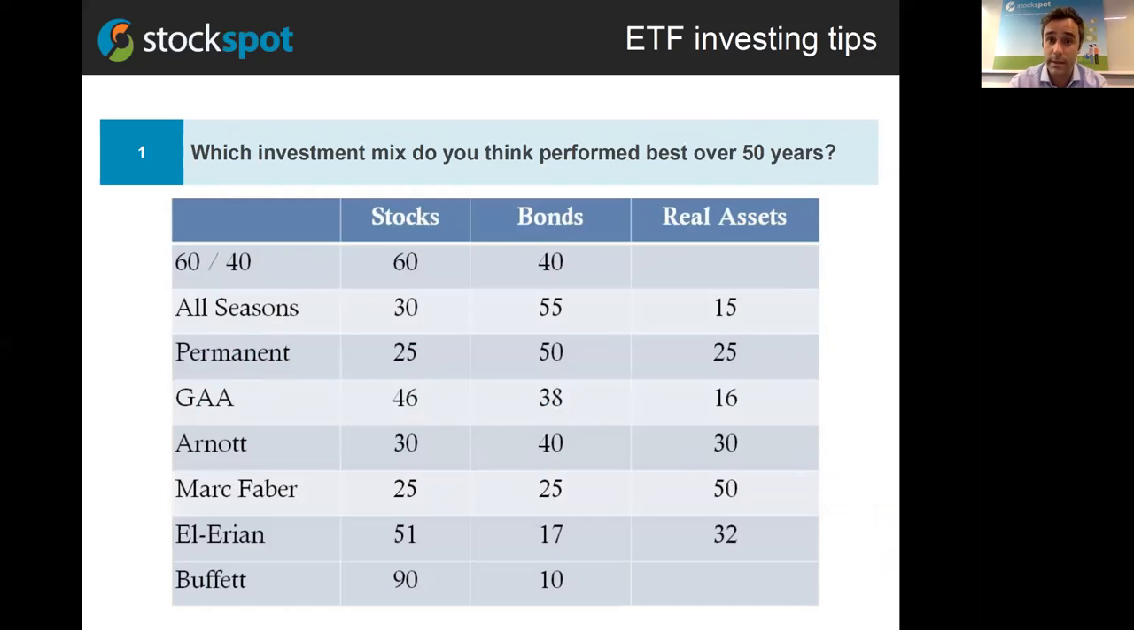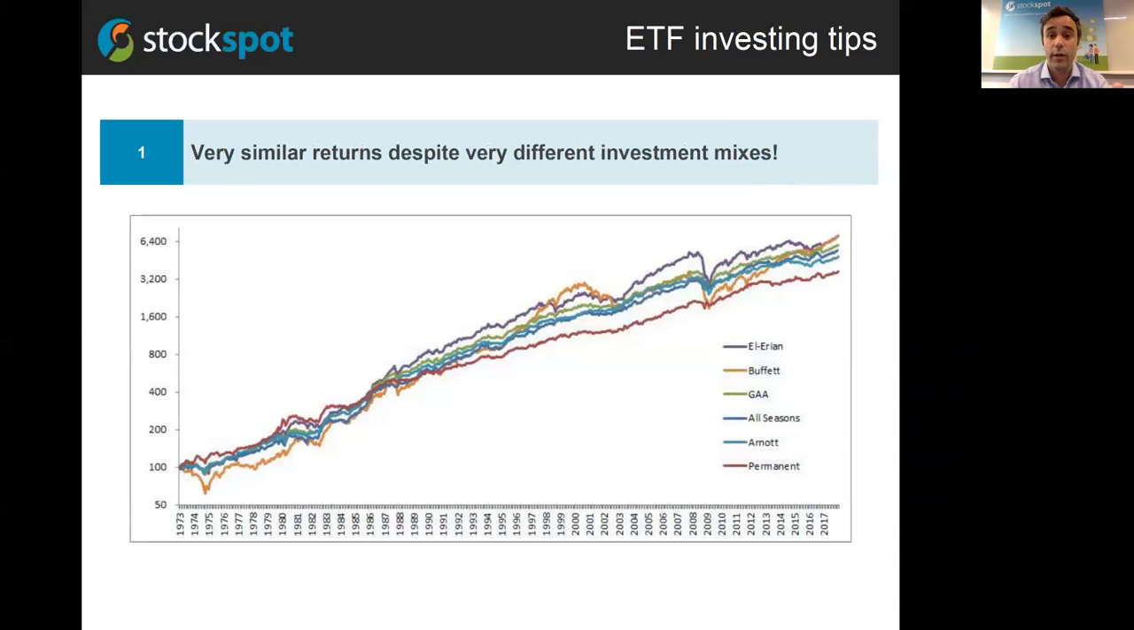What you may be surprised about is the next slide. Actually, if you look at the performance of these portfolios over very long periods of time, what you see from these lines is that they've actually performed pretty similarly. So even with big differences in your asset allocation, your long-term performance is not likely to be hugely different as long as you're consistent with your strategy.